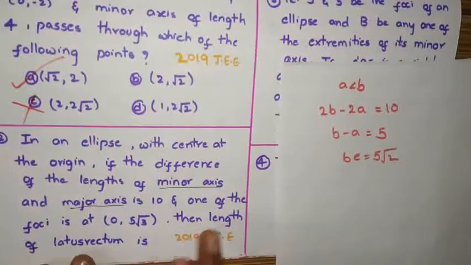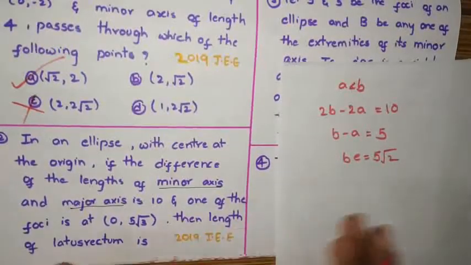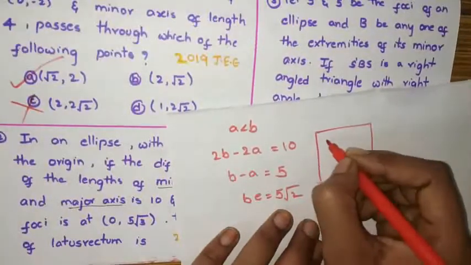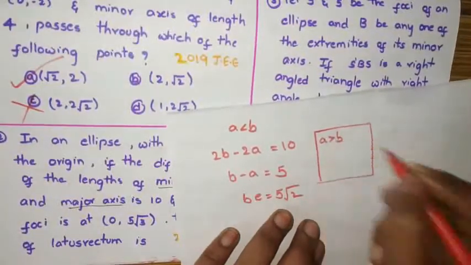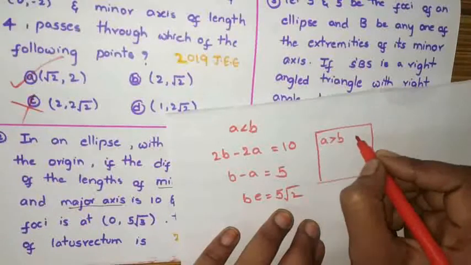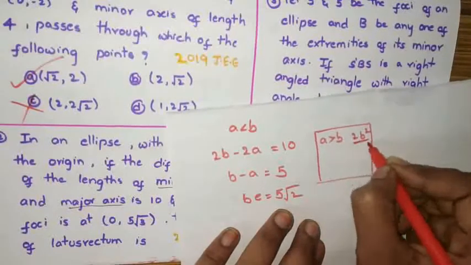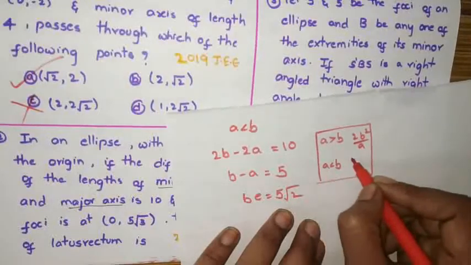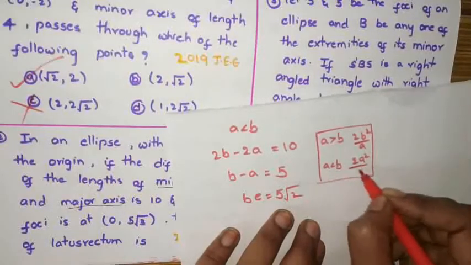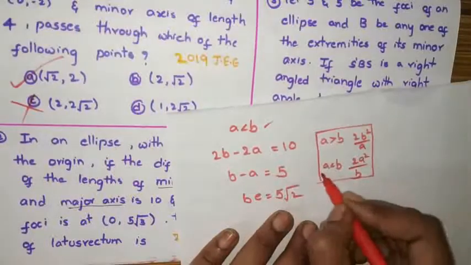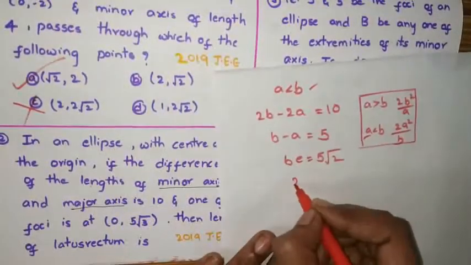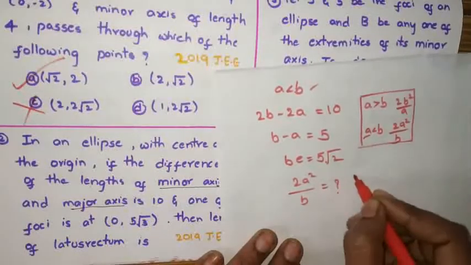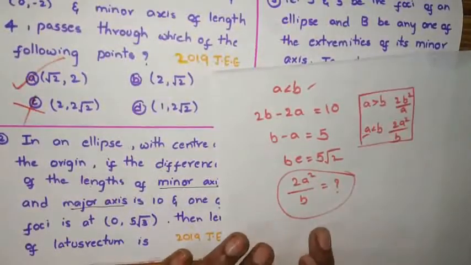You need to calculate length of latus rectum. See here I will give you. For A greater than B, length of latus rectum will be 2B square by A. And A less than B, length of latus rectum will be 2A square by B. Okay. This is the second case, right? So length of latus rectum will be 2A square by B. Okay. Now you need to calculate this value.